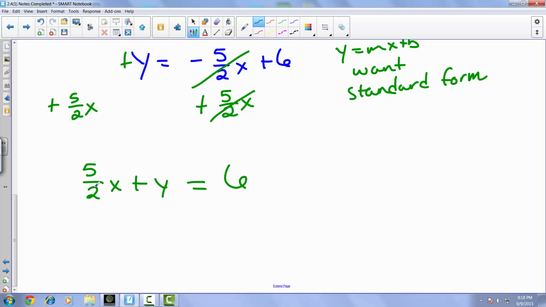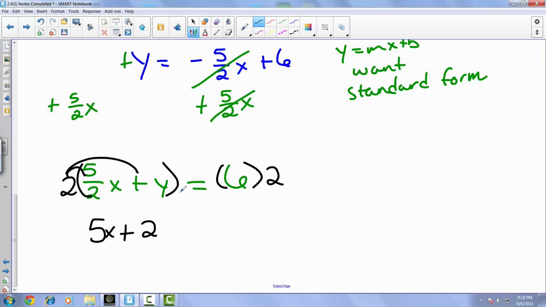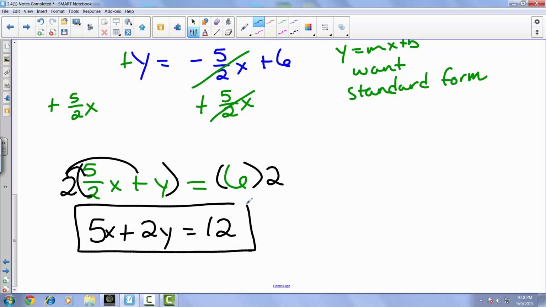Here we see that fraction. And in order to get rid of this 2 on the bottom, we'd have to multiply both sides by 2. Then when we distribute that in, we end up with 10 over 2, which is 5, coming from right here. 2 times y is just 2y, equals 12. And here again is our standard form where we see all the x's and y's on the same side equals some number. Notice too, none of these are fractions. Likewise, this first one, x, is not a negative. So again, that is example 7 from our 2.4 number 1 set of notes.